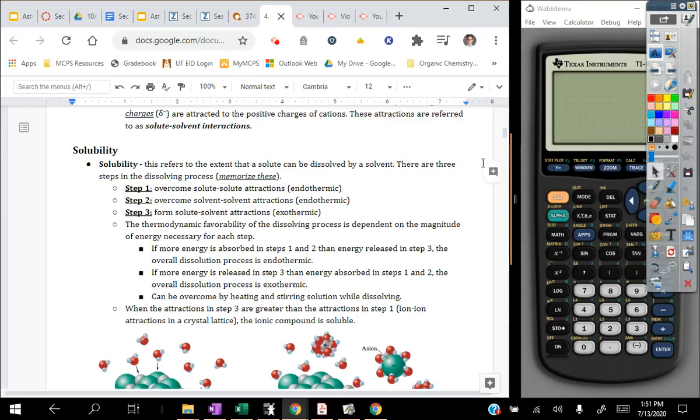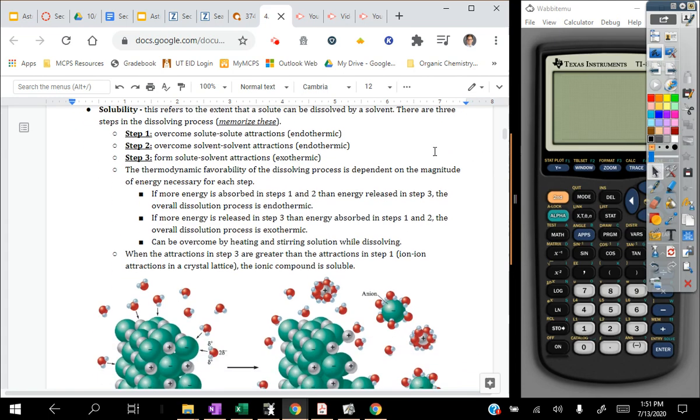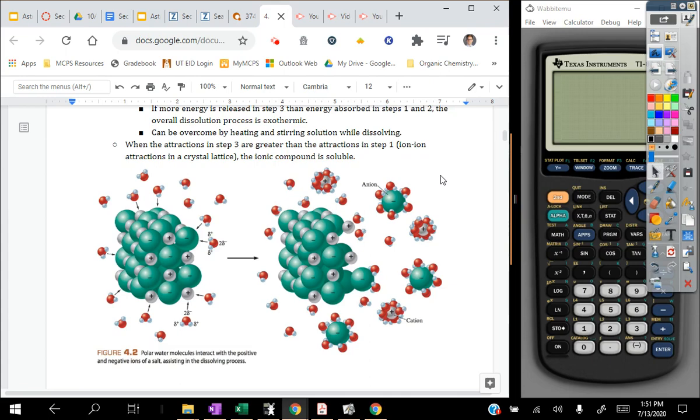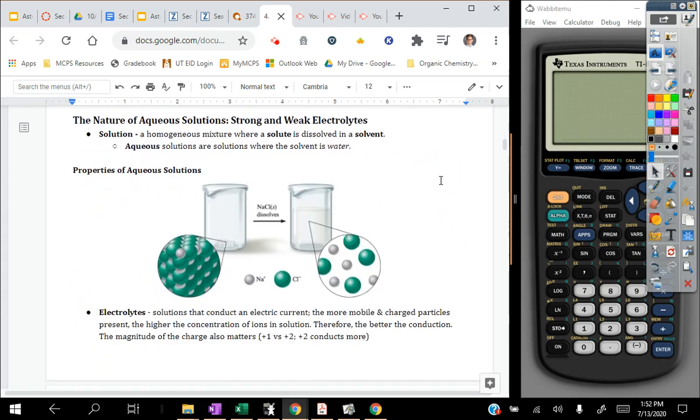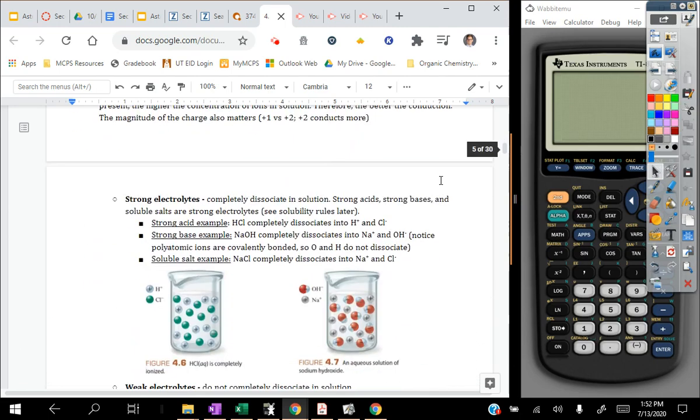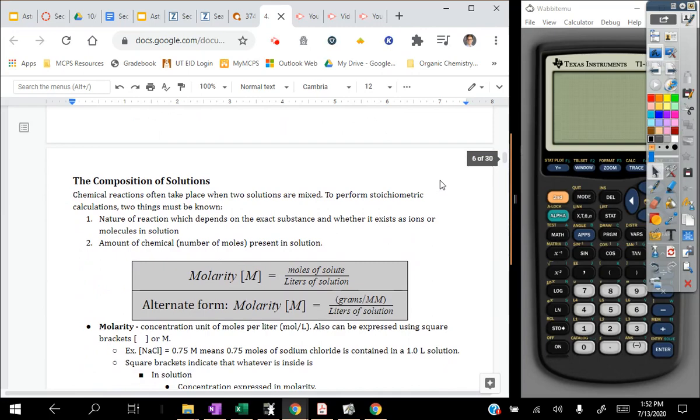Hello, class. In this lesson, we are going to continue our discussion of solubility. In the last lesson, we briefly discussed the steps to the dissolving process, and we talked about it in context with NaCl being dissolved by water. We're going to discuss how we can use those ideas to predict whether or not a substance will dissolve in a particular solvent. We will also discuss the nature of aqueous solutions, specifically strong and weak electrolytes, and we'll discuss the composition of solutions by defining concentration and molarity.